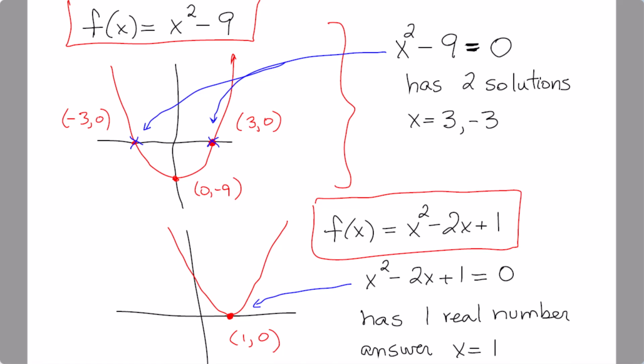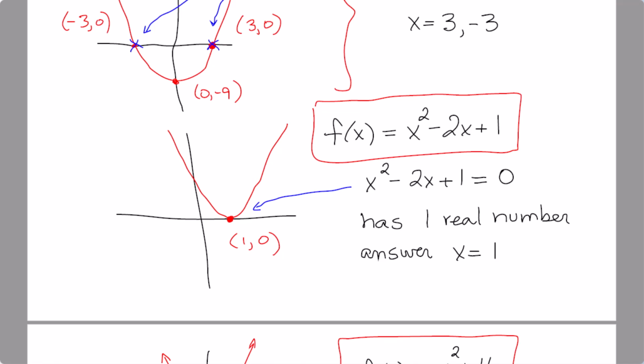Now if I graph another quadratic function, f of x is x squared plus 1. Well, if we look at that graph, it does look up, but it never gets lower than the x-axis. It touches here at 1. So what that means is when I solve the resulting quadratic equation, I'm only going to get one real number answer. And namely, that place is here at 1.